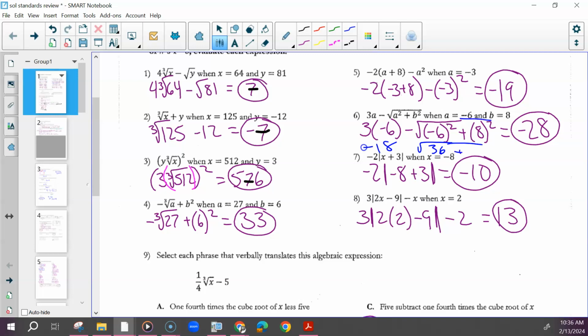Plus 64. 36 plus 64 would be 100. And then the square root of 100 is 10. And negative 18 minus 10. Or you could put that in Desmos using the variable a and b, add sliders and put those in, or use parentheses, highlight.